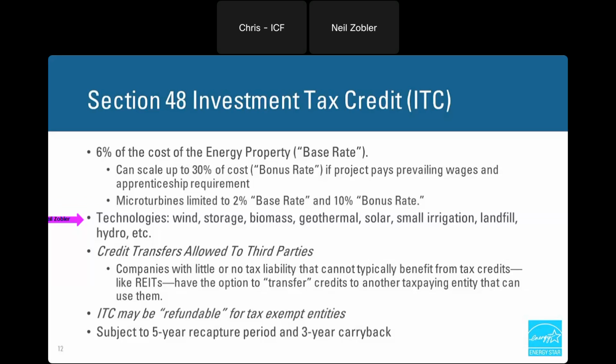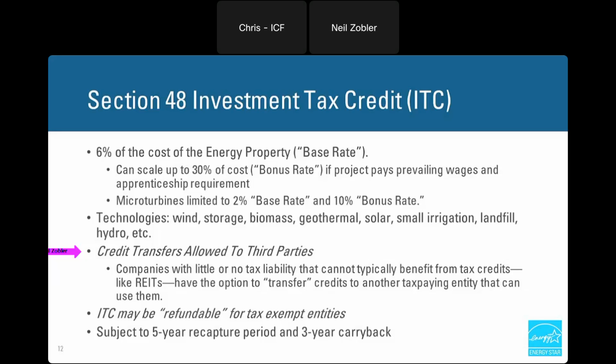list goes on. The beauty here is that you can transfer the credit to third parties. Companies with little or no tax liability that could not normally take advantage of these tax credits, like REITs, now have the option to transfer or sell the credit to another tax-paying entity that can use them. What's interesting about this is that there are brokerages that are being established right now, where you can bring your tax credit to a broker and they will find a buyer for you.